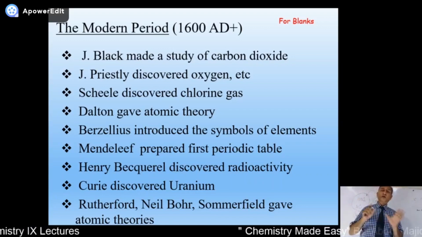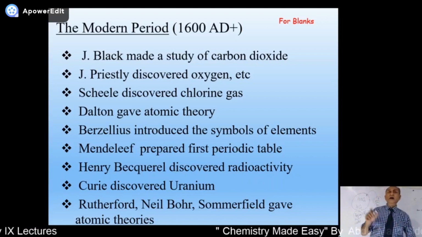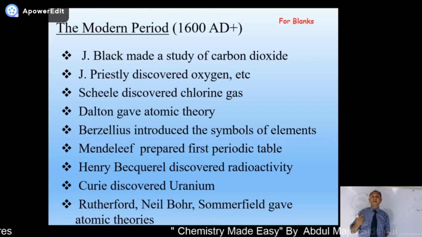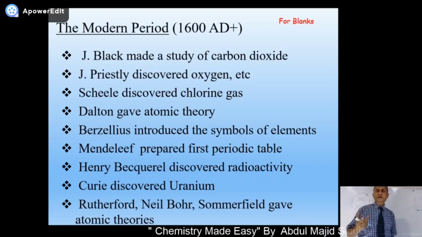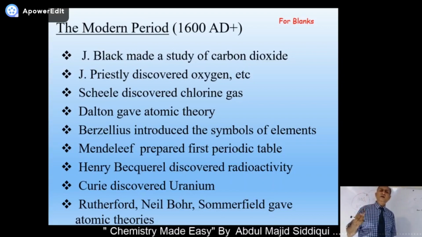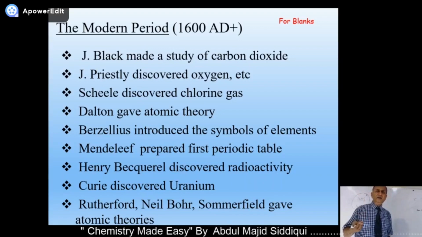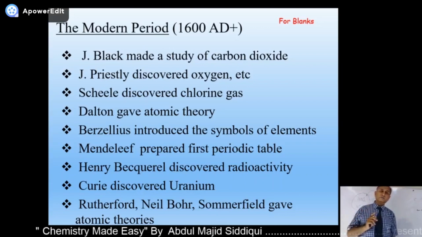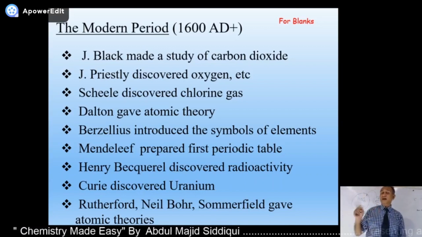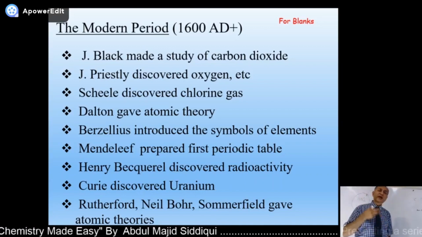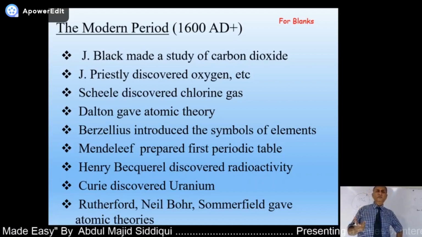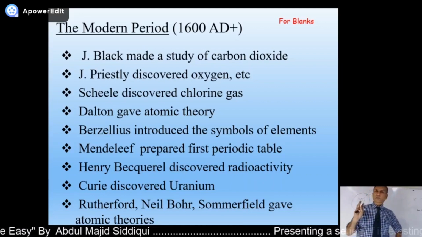Periodic table. The first proper periodic table was given by Mendeleev. And who discovered the process of radioactivity? What is radioactivity? It's a natural process, rather, in which certain elements radiate, give off, emit certain kinds of radiations all the time. This process is called radioactivity. Okay, so uranium is one of the radioactive compounds, which was discovered by Curie. The process of radioactivity was discovered by Professor Henry Becquerel. So these are the blanks, MCQs. And who proposed modern atomic theories? Rutherford, Bohr, Sommerfeld.